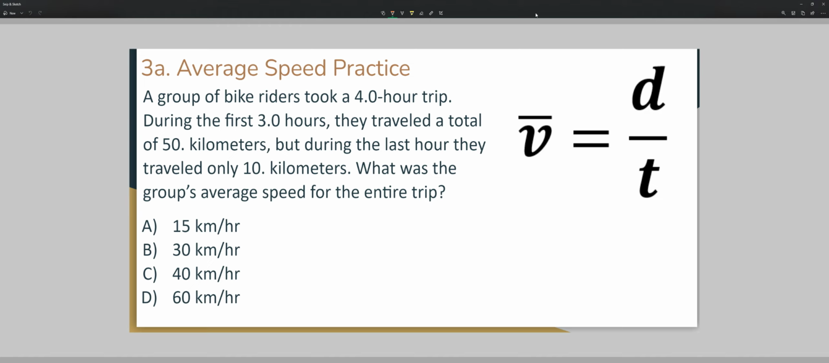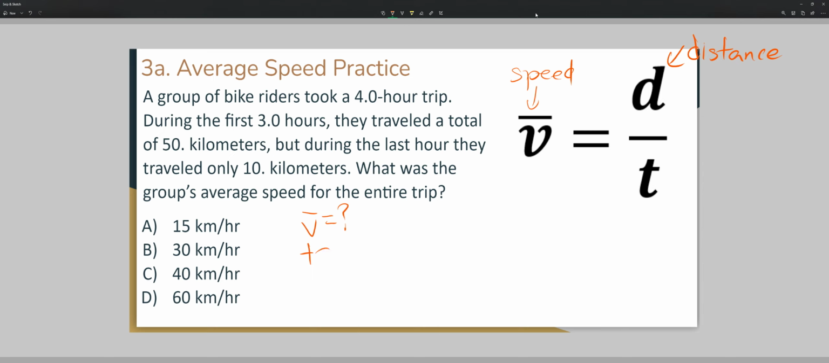A group of bike riders took a 4-hour trip. During the first 3 hours, they traveled a total distance of 50 kilometers, but during the last hour, they traveled only 10 kilometers. What was the group's average speed for the entire trip? Now here, the question is asking for average speed. So they're looking for V bar. And since they're asking you for speed, you know that this D right here must mean distance.